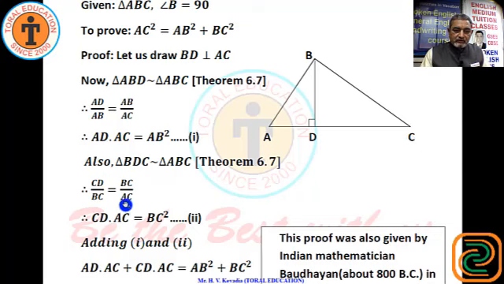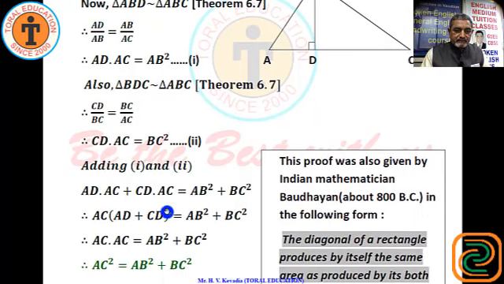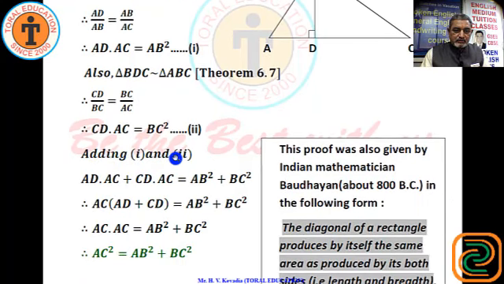Okay, so AC will be there, CD into AC, BC will be there on the right side, so BC square, CD into AC equals BC square. Now add these two, adding 1 and 2: AD into AC plus CD into AC equals AB square plus BC square.